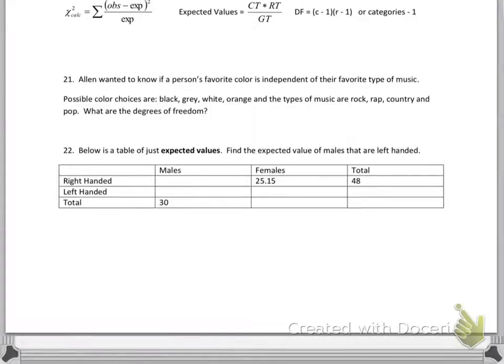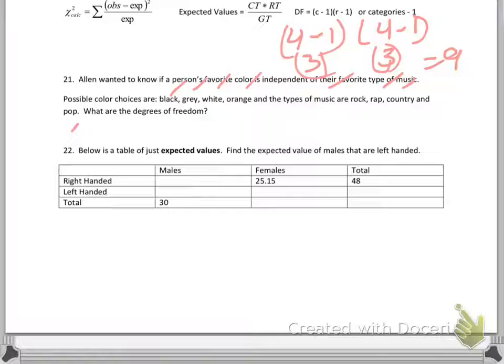Okay, so let's go do number 21, and this is a degrees of freedom problem. Hopefully you remember these because they weren't that long ago. And so it's rows minus columns, and so we have 1, 2, 3, 4. So 4 minus 1, which is 3, and then, oh wait, rock, rap, country, and pop. So it's 4 minus 1, which is 3, which is 9. Okay?